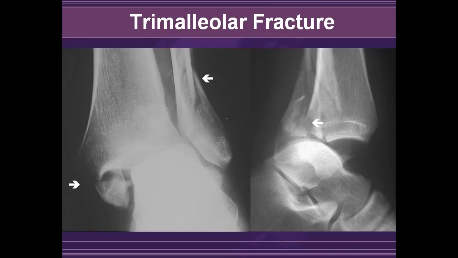Here's an example of a patient with a trimalleolar fracture. The arrow on the left is due to the transverse fracture of the medial malleolus. The arrow on the first image on the right is the oblique fracture of the lateral malleolus, and the lateral view where the arrow is seen shows the vertical fracture through the posterior malleolus. In this case, the mortise alignment is no longer satisfactory because the talar dome is laterally displaced with respect to the tibial plateau.